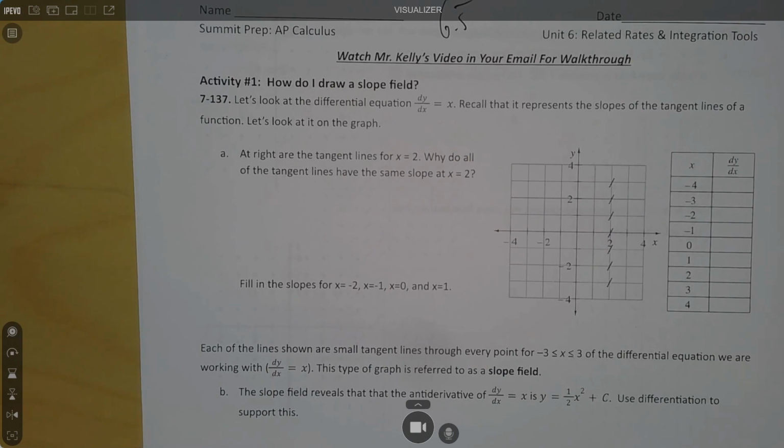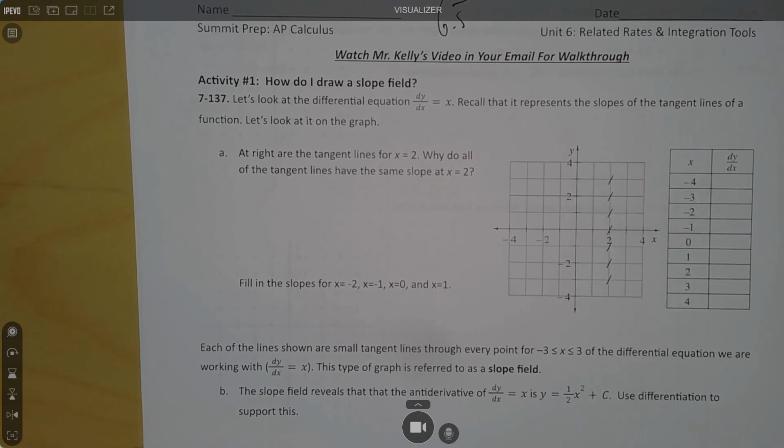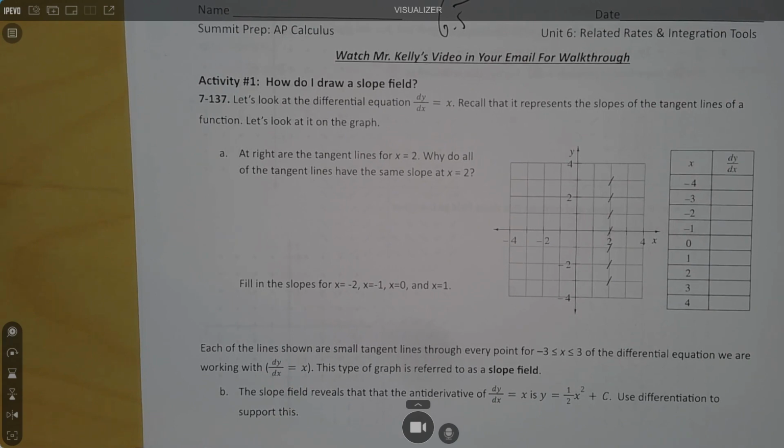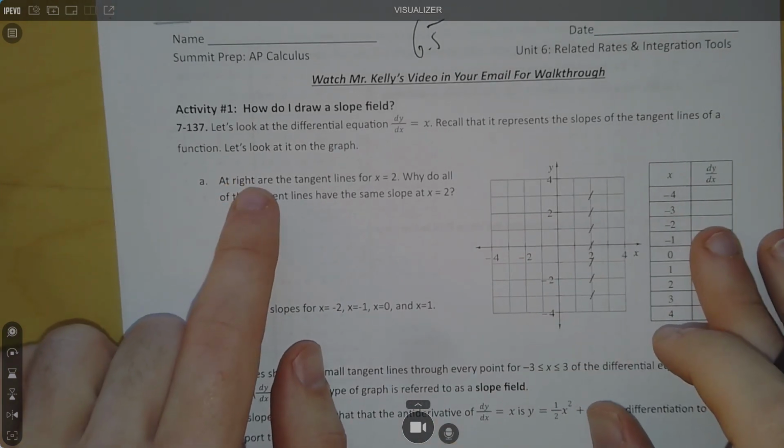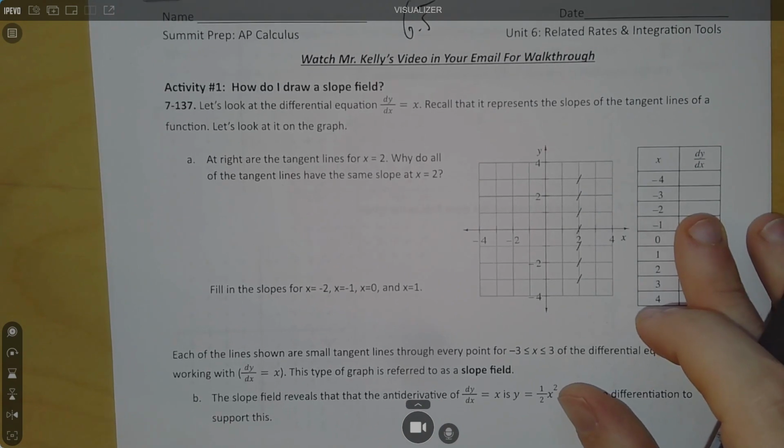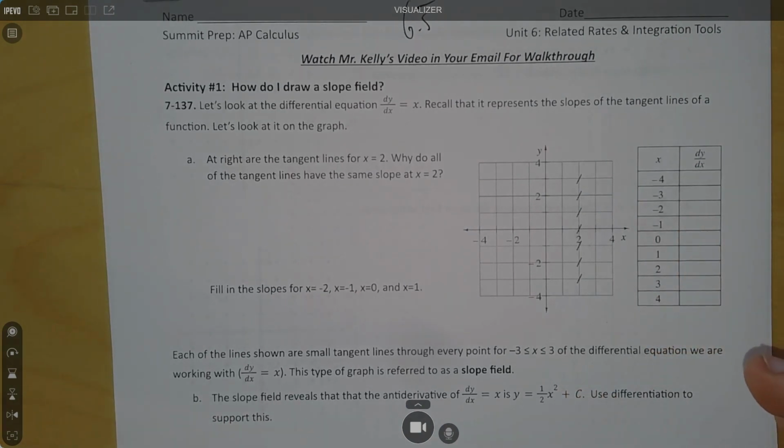All right, let's get started. How do I draw a slope field? Let's look at this differential equation dy/dx equals x. Recall that it represents the slopes of the tangent lines of a function. Let's look at it on the graph. At right are the tangent lines for x equals 2. Why do all the tangent lines have the same slope at x equals 2?